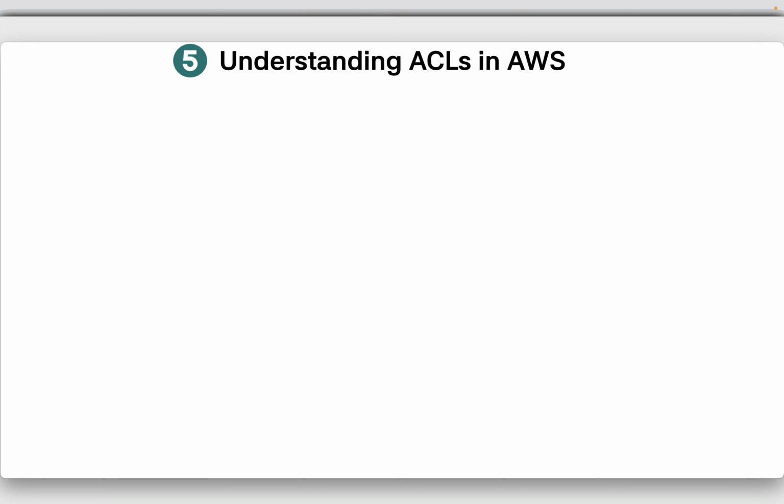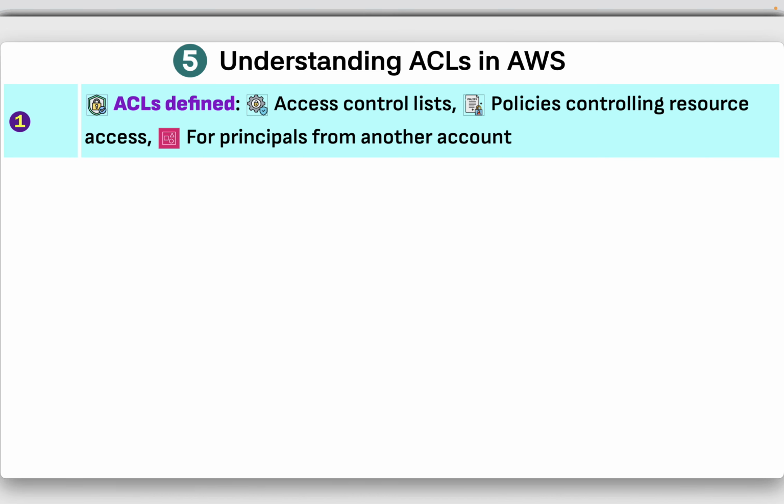Understanding access control lists, ACLs, in AWS. So this is the fifth type of policy. Access control lists are policies controlling access to resources by principals from another account. So this is very specific. This comes into the picture only if there are 2 AWS accounts involved.